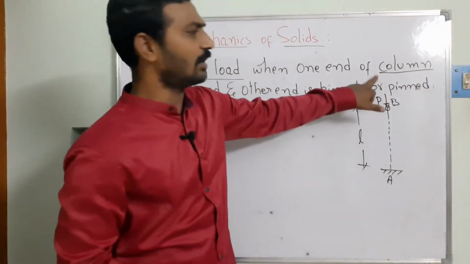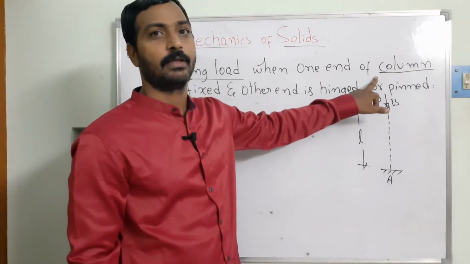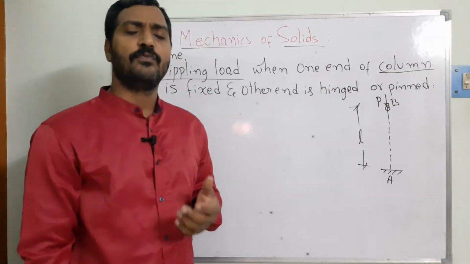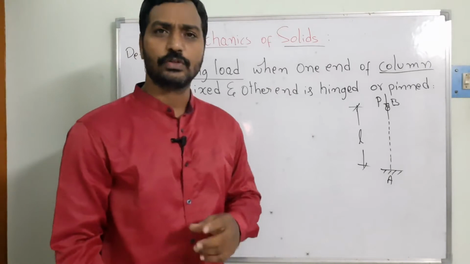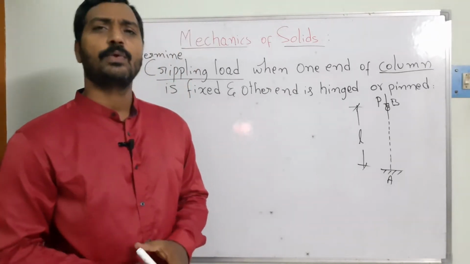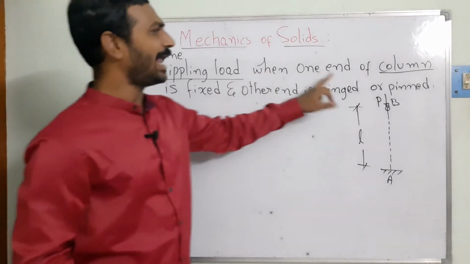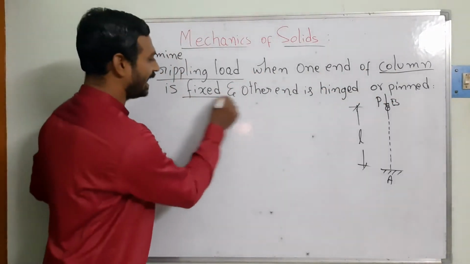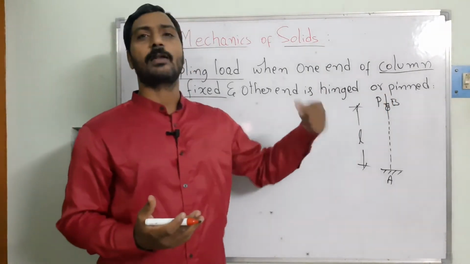The definition of the column here is that the axis of the member must be vertical. In this case, either one end is fixed and the other end is free, or there are some other cases that we have seen. Today we are calculating the crippling load when one end of the column is fixed and the other end is hinged or pinned.